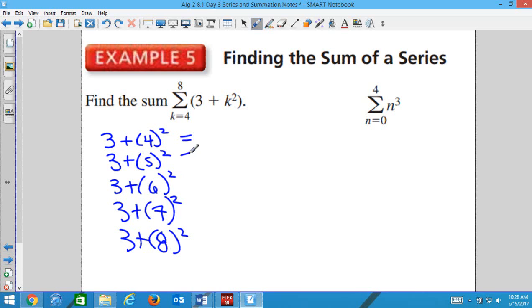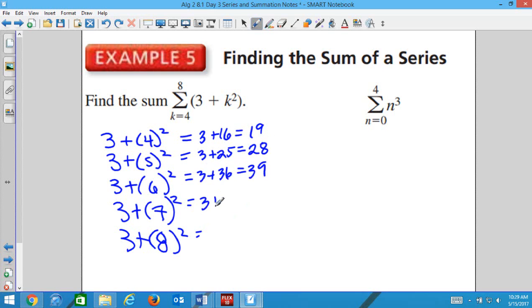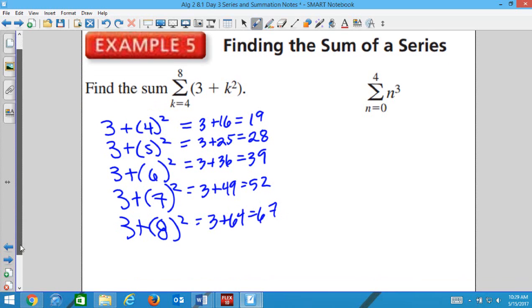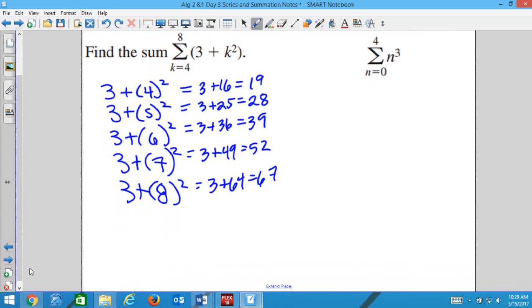We're going to find each of these answers. It's going to be 3 plus 16, so 19. 3 plus 25. 3 plus 36. Plus 49. And 3 plus 64. And then we are finding the sum, so you will just add together 19 plus 28 plus 39 plus 52 plus 67.